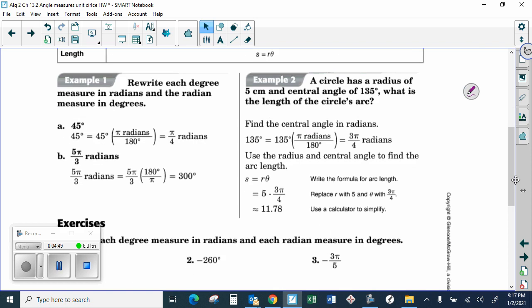Okay, so we write each degree measure in radians and the radian measure in degrees. Since we're trying to cancel out degrees, the degrees go on the bottom, 180 degrees, so these cancel. And I have 45 times pi divided by 180. That simplifies down to pi over 4 radians. And you could just say RAD for radians; you don't have to write out radians each time. If I want to go from radians to degrees, I need to cancel out the radians, so the radians need to be in the denominator.